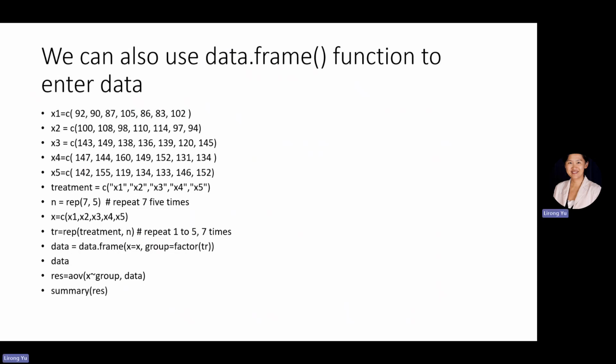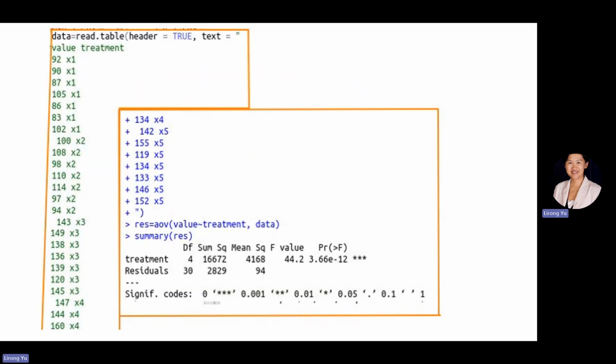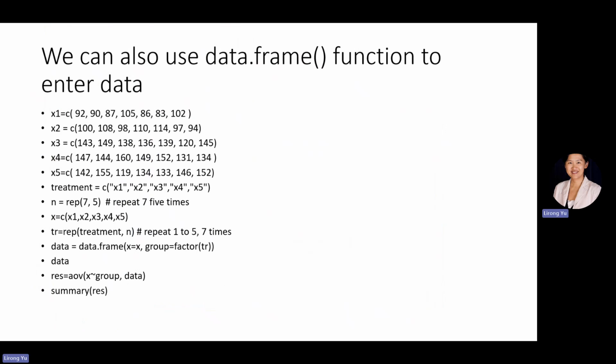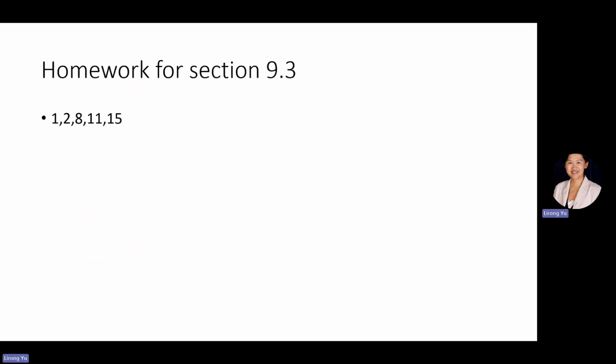Any question? As far as entering data into R, read.table or data.frame are two of the popular ways to enter data manually. And of course, on top of that, you can read data from a file. That would be even faster. But these are the two that you can use to quickly enter data. So those are the homework questions for 9.3.